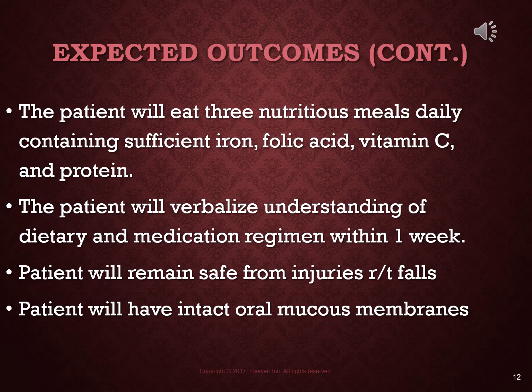Couple of other outcomes here. Patient will eat 3 nutritious meals daily containing sufficient iron, folic acid, vitamin C, and protein. Verbalize understanding of the dietary and medication regimen within 1 week. Remain safe from injuries related to falls, and will have intact oral mucous membranes. These are all possibilities of outcomes that you could use for a care plan if you were writing one on anemia.